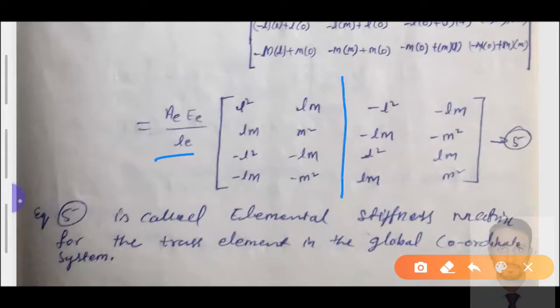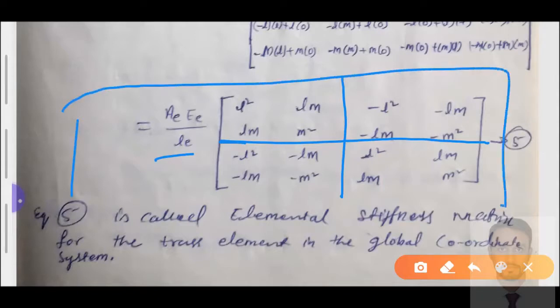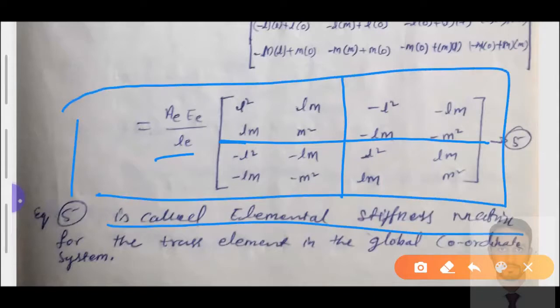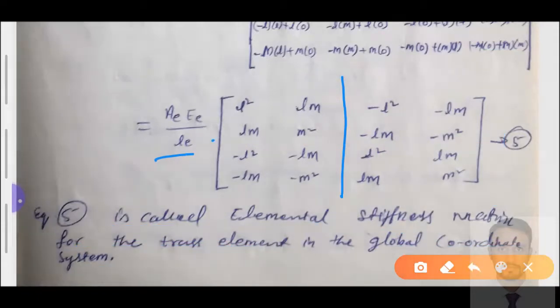Now I'll divide this into parts for remembering purposes. I'll make this four parts of the matrix for remembering very easily. How to remember this? We need to remember it so that we can use it directly when we solve a problem. This matrix is called the elemental stiffness matrix for a truss element in a global coordinate system, right? So now I will show how to remember this matrix.